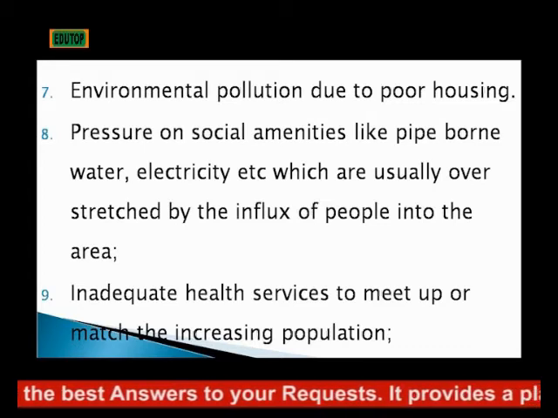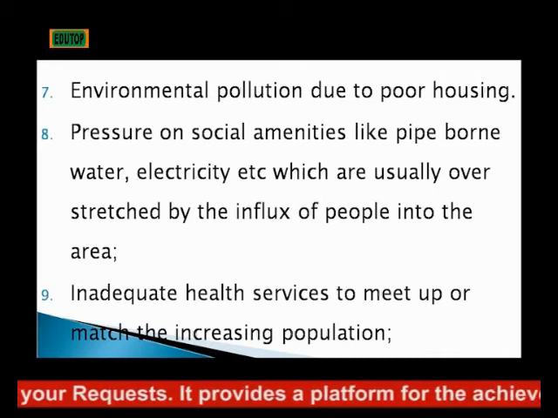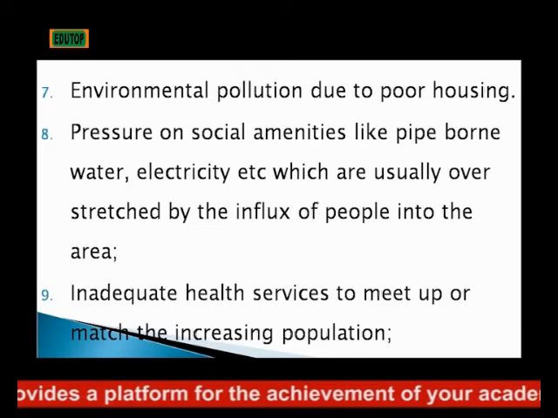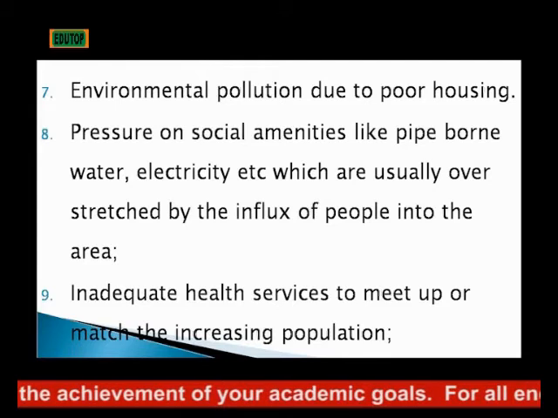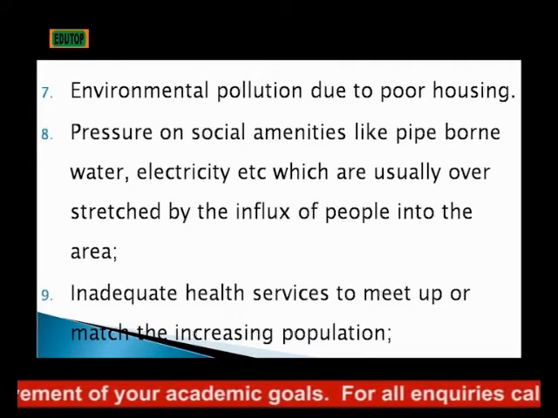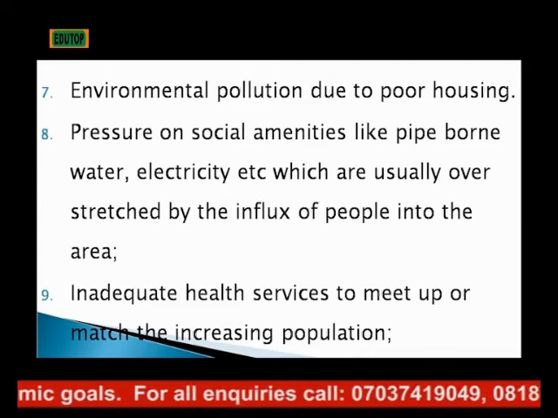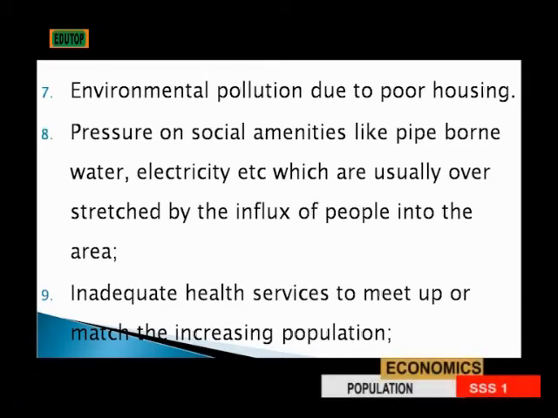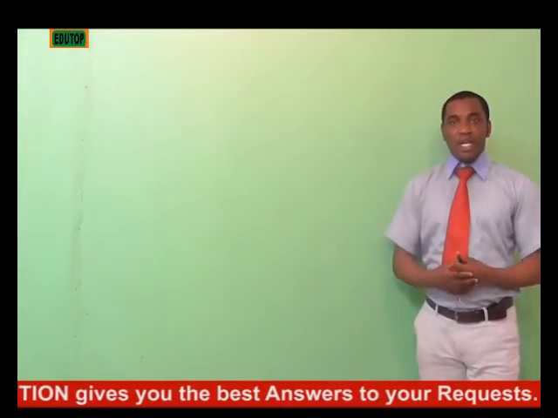Also, we have pressure on social amenities like pipe-borne water, electricity, and so on. The number of people that will be accessing those social amenities will be more than normal, and such social amenities may not be enough to satisfy all the people living in the society. Also, we have inadequate health service provision, in that people in a highly populated society do not get enough and standard health service in such environments. That is another problem.